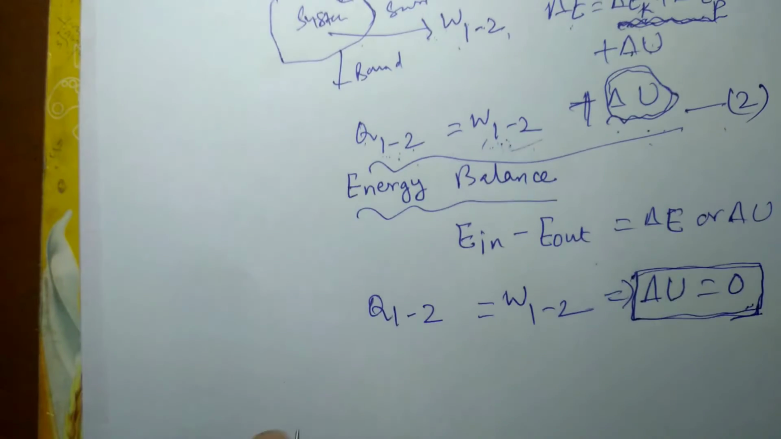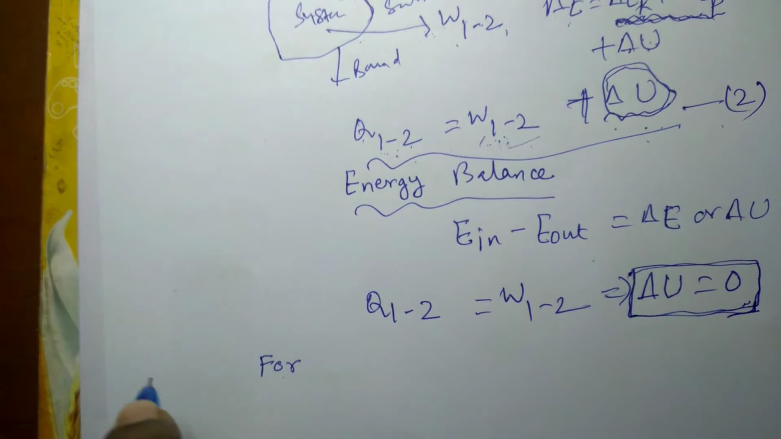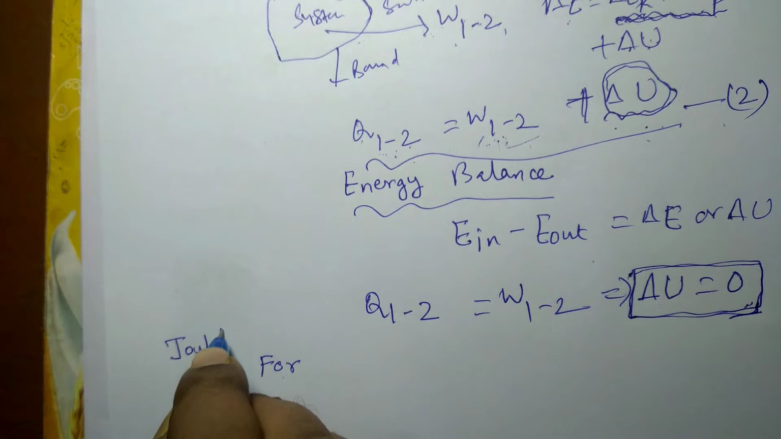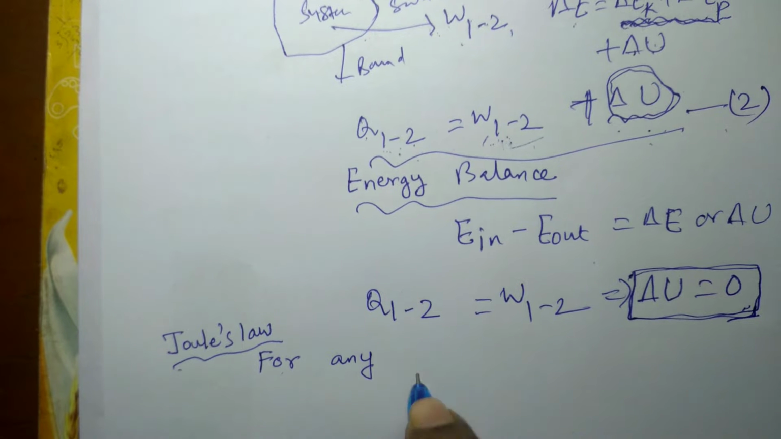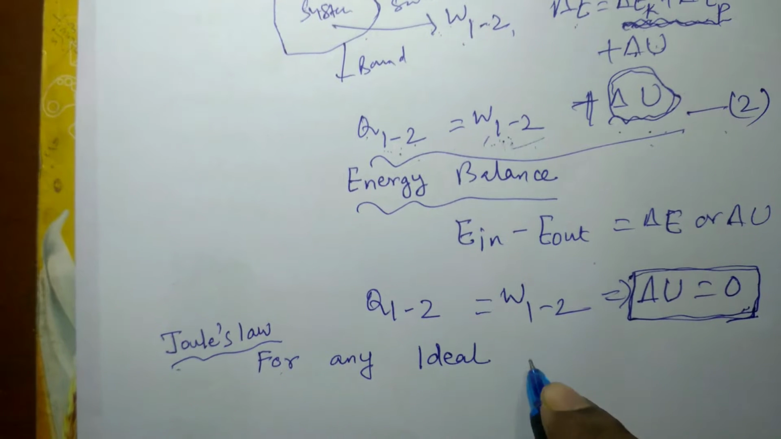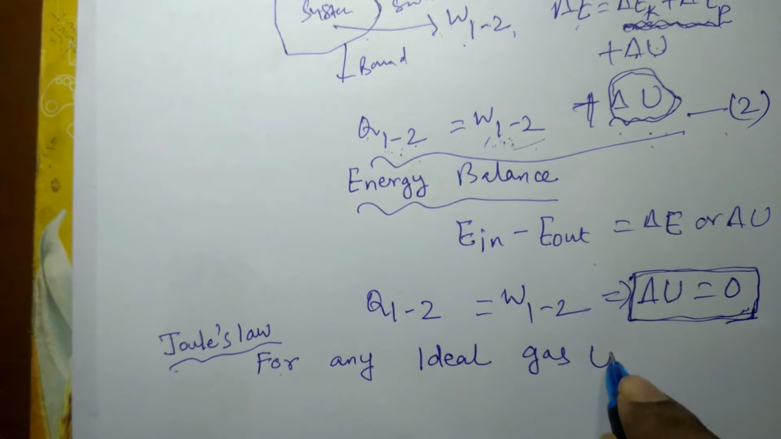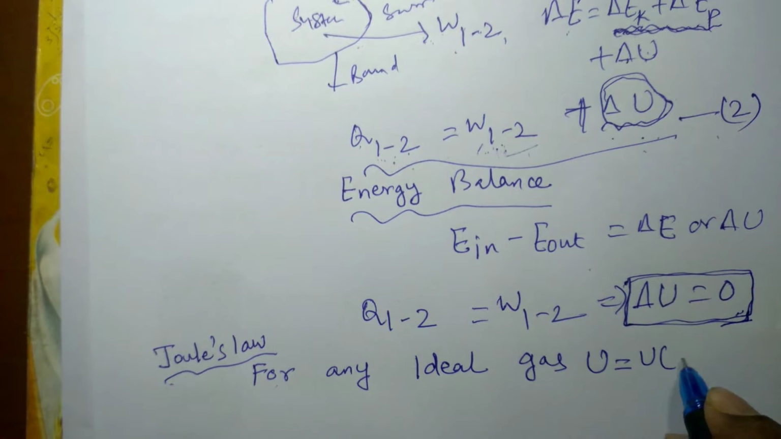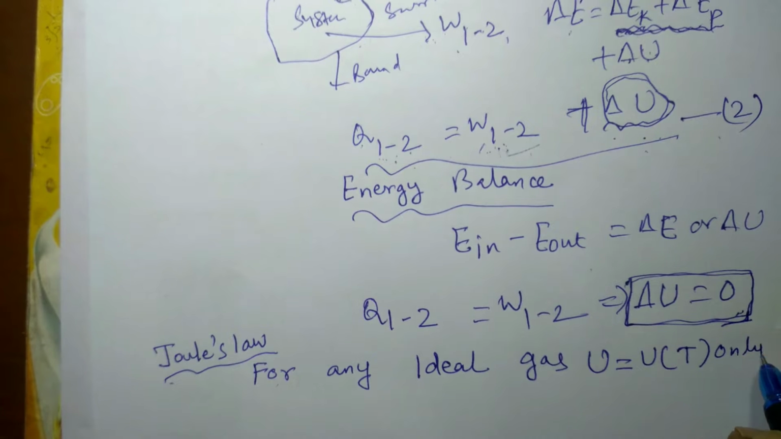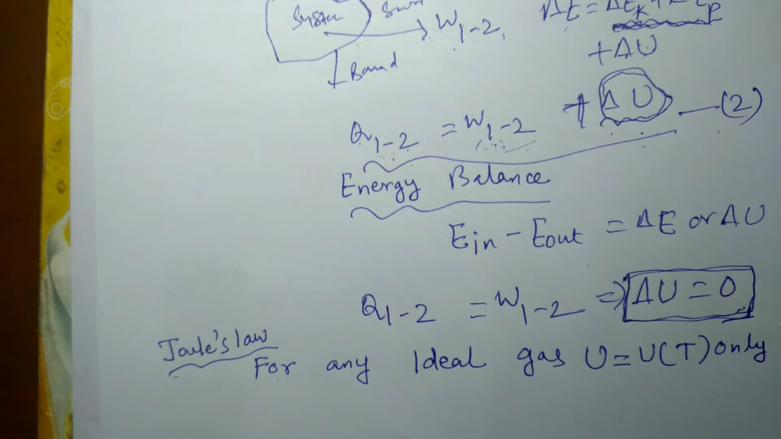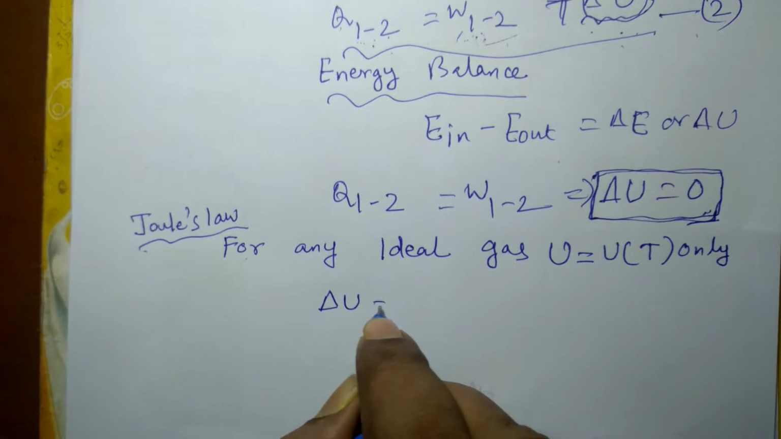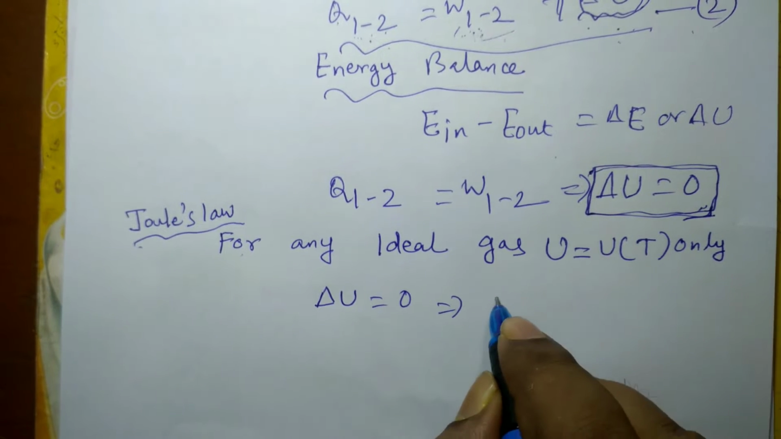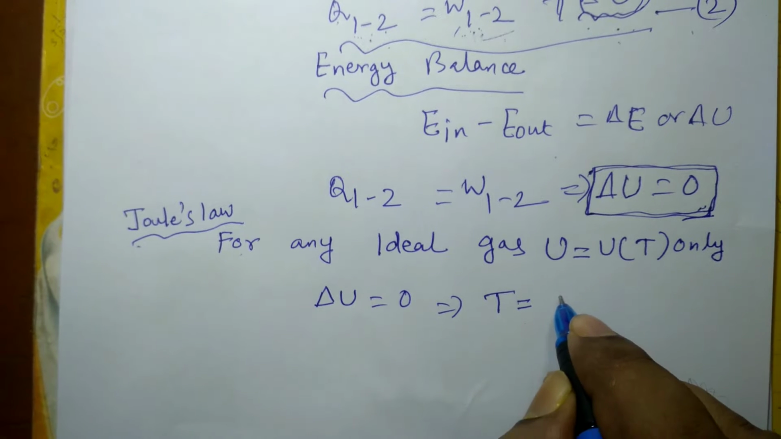For any ideal gas we know that according to Joule's law, for any ideal gas, U is a function of temperature only. For any ideal gas, molecular internal energy is a function of temperature only. If delta U 0 है मतलब T is equal to constant.